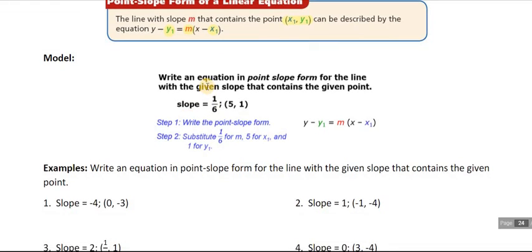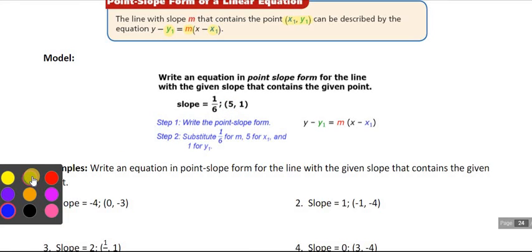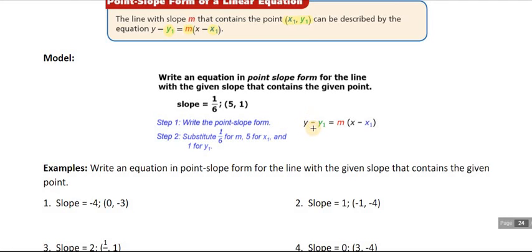So here we have a model that says to write an equation in point-slope form for the line with the given slope that contains the given point. So our slope is 1/6, so it's going to go in the m slot. Our ordered pair is 5, 1. So this is x sub 1, y sub 1, so just our x and our y. So when we substitute in, okay, the y minus is going to be there automatically. The x minus will automatically be there. We're substituting for m, x1, and y1. So when we substitute in, it looks like the answer isn't even written here.